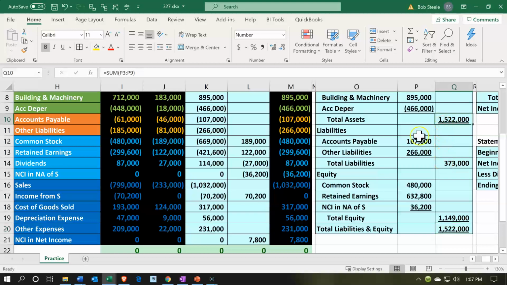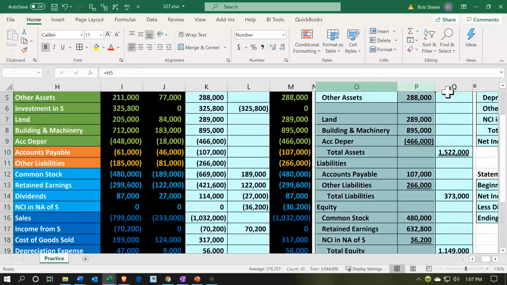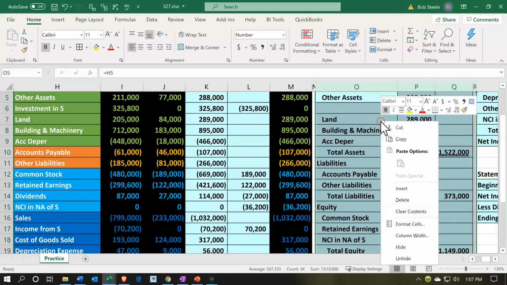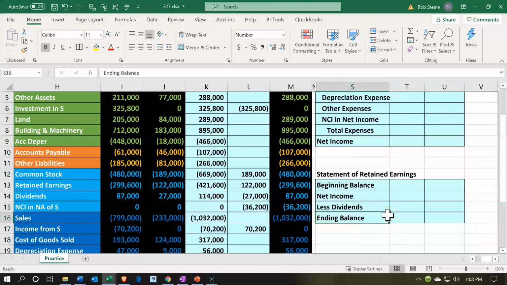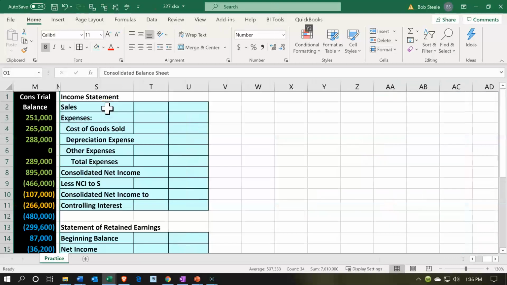Everything looks good. Now let's go to the income statement. So here's the new thing on the balance sheet. Let's go to the income statement. So I'm going to hide this. I'm going to go from column O to column R. So I'm going to put my cursor on column O, select over to column R, and then right-click the selected area and hide them.